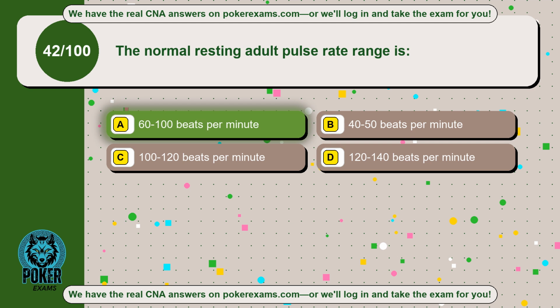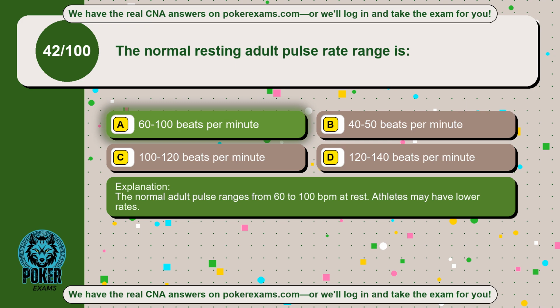The correct answer is option A. 60 to 100 beats per minute. The normal adult pulse ranges from 60 to 100 BPM at rest. Athletes may have lower rates.